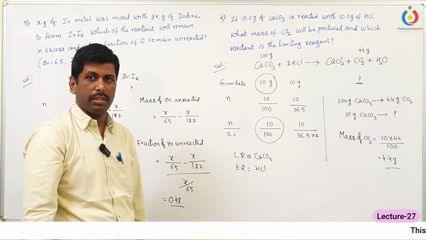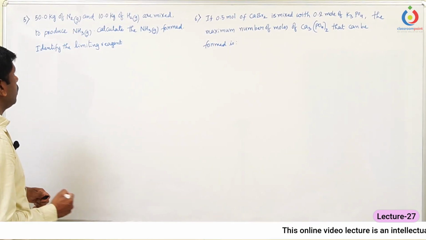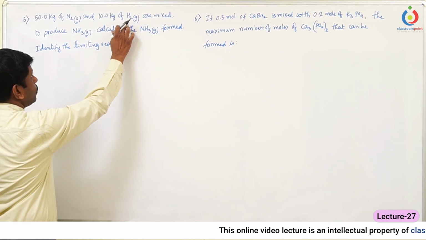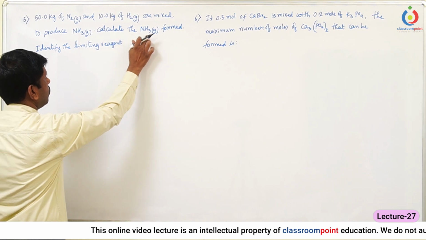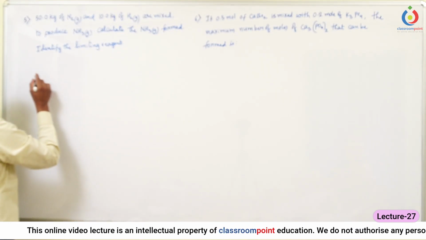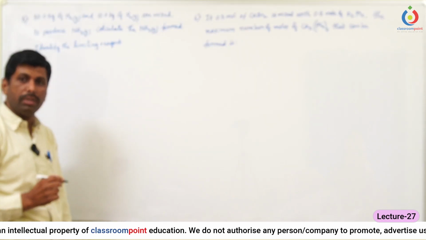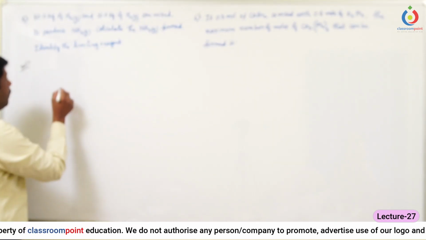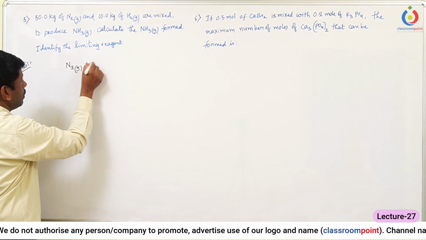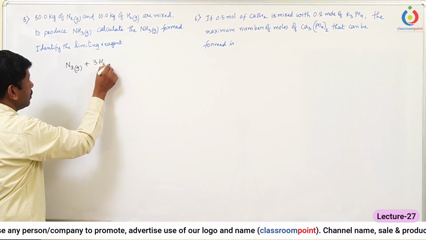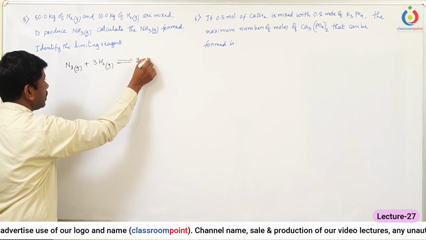Let's see some more questions. 50 kg of N2 and 10 kg of H2 are mixed to produce ammonia. Calculate the ammonia formed and identify the limiting reagent. So let us try to write down the balanced chemical equation for this. Here nitrogen reacts with hydrogen to give 2 moles of ammonia.